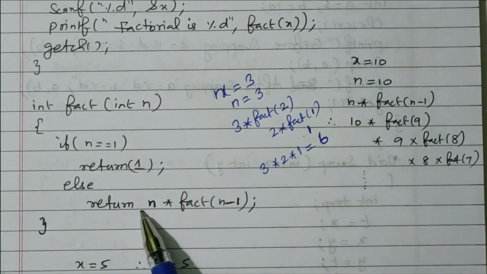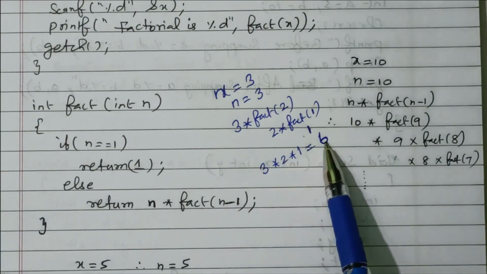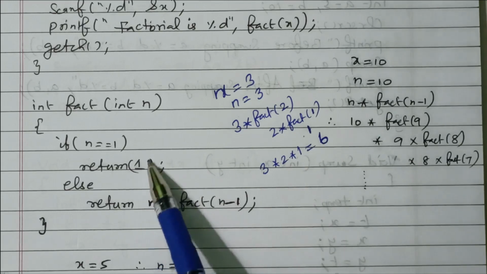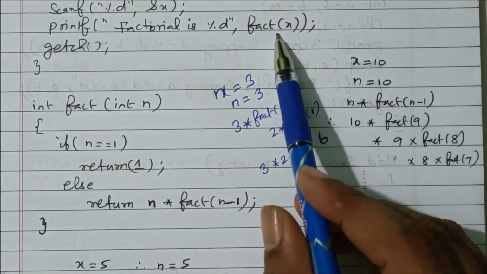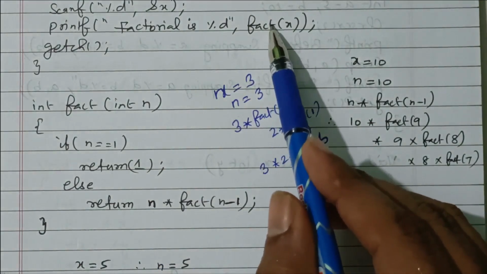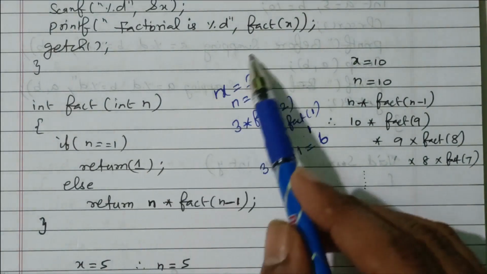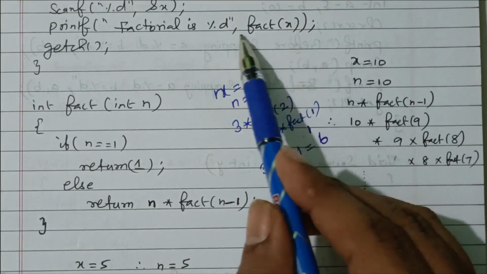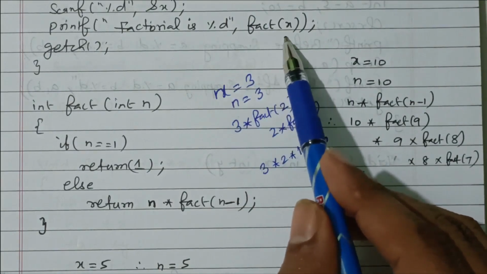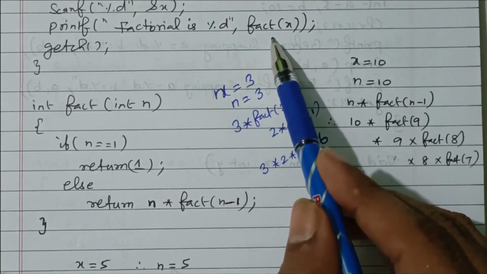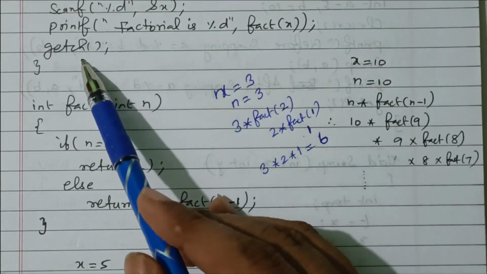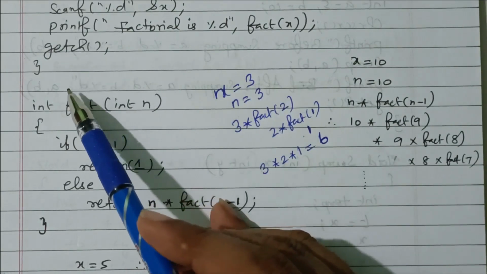Right? Now this 3 into 2 into 1, 6 is available here. That value will be returned to this function at this place. We are calling the function. N is transferred here. After the process, the answer will return at this place. So here it is printed. Percentage d means the 6 will be printed here. So after getting the value, we can stop the process.